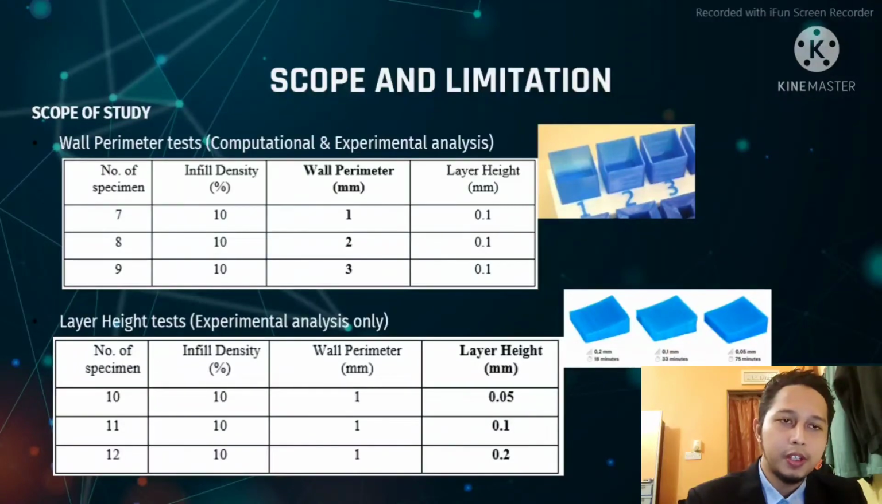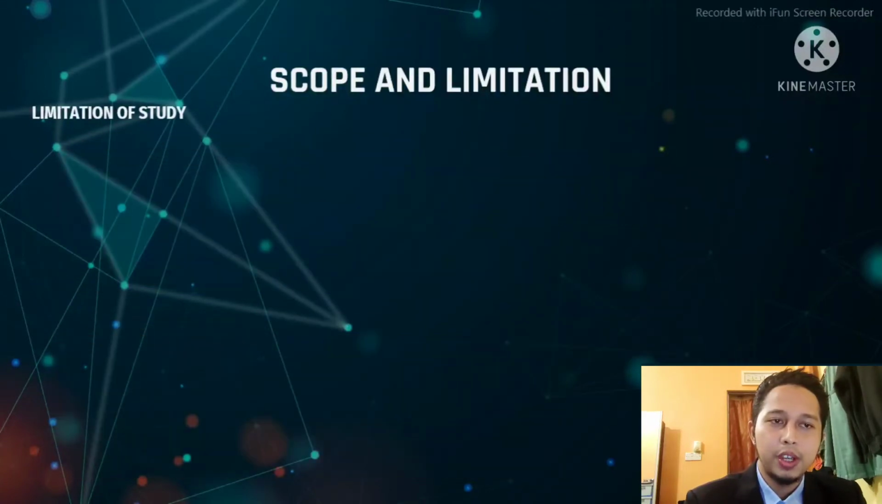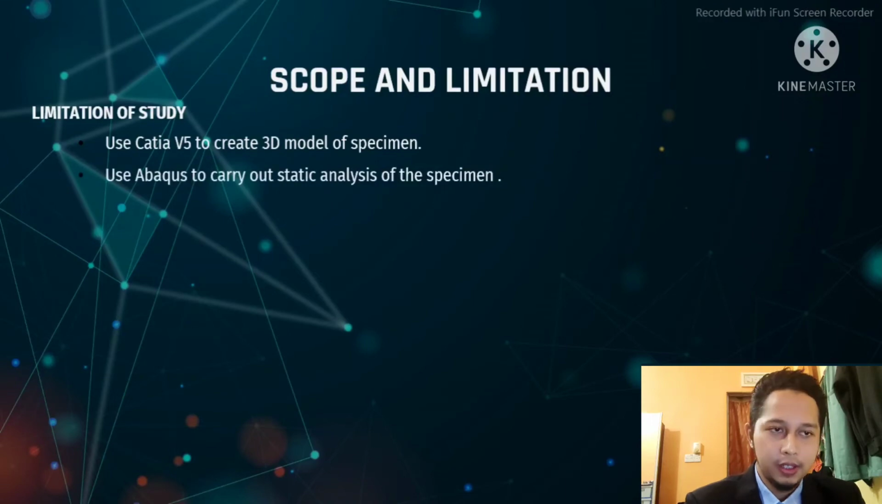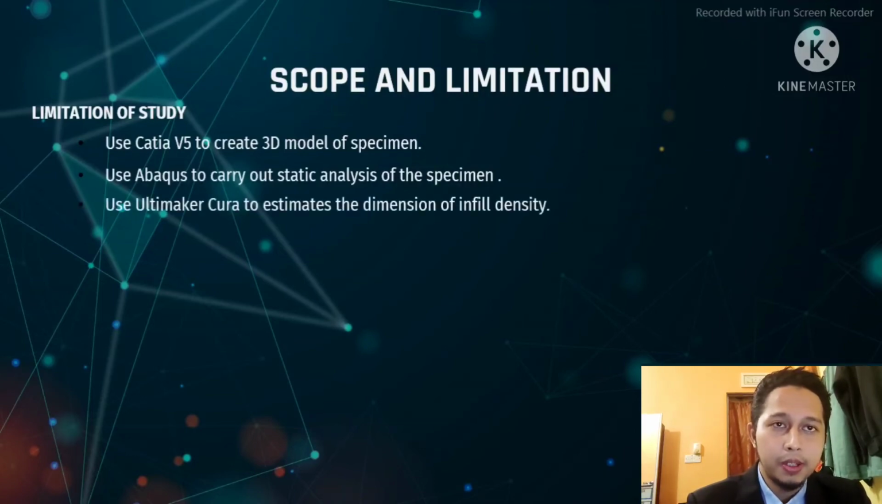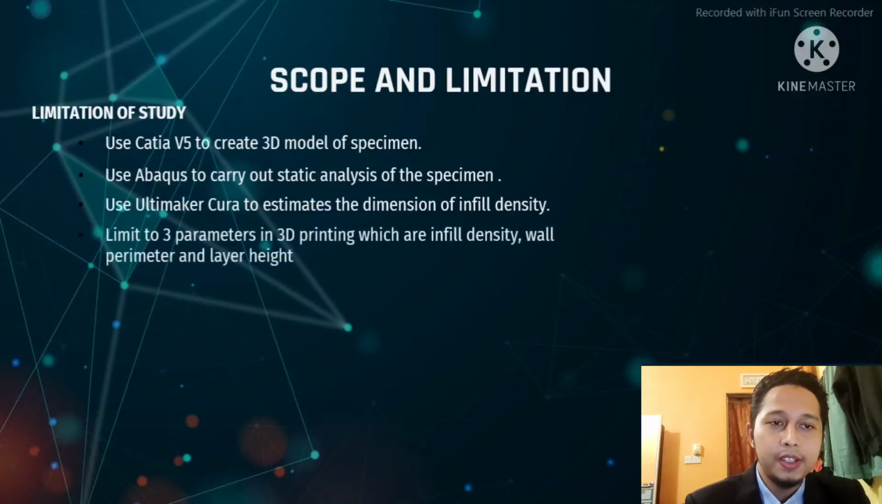For the limitation of study, the software used to create the 3D model is CATIA V5. Next, the software used to carry out static analysis on the specimen is Abaqus. In order to estimate the dimension of the infill density, I have to use Ultimaker Cura, which is slicer software. Even though there are more parameters in 3D printing, it is limited to only 3 parameters, which are infill density, wall perimeter, and layer height. These studies are limited to PLA material and rectilinear infill patterns only.